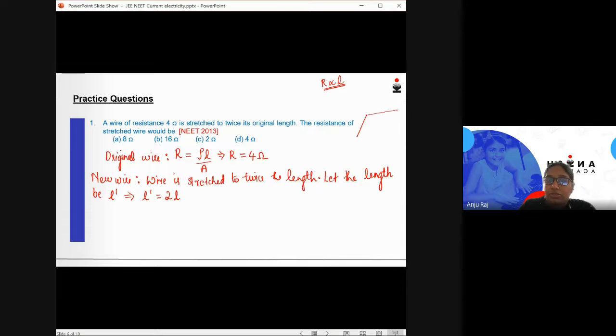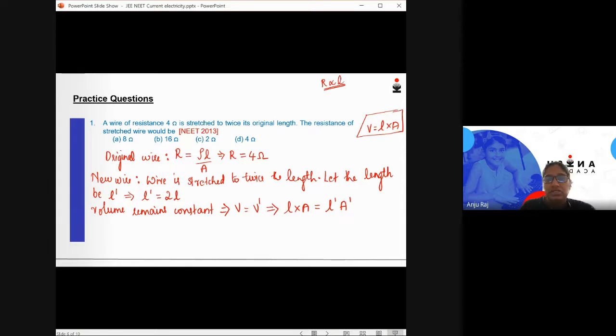And you need to remember the formula. Volume will be given by length into area. So before stretching, whatever volume was there, the same volume will be there after stretching also. So here I can write volume remains constant. Let me think that before stretching the volume is V, and after stretching the volume is V dash. So V will be L into A, and after stretching it is L dash into A dash. Both the volumes are the same.